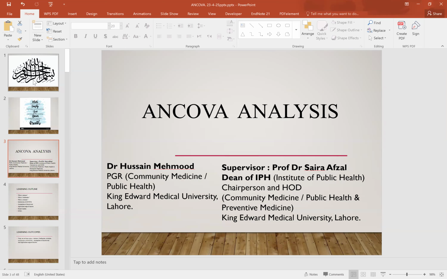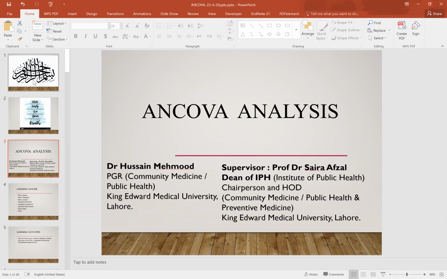Analysis of variance, ANOVA. An ANOVA test is a type of statistical test used to determine if there is a statistically significant difference between three or more independent groups by testing for differences of means using the variances.